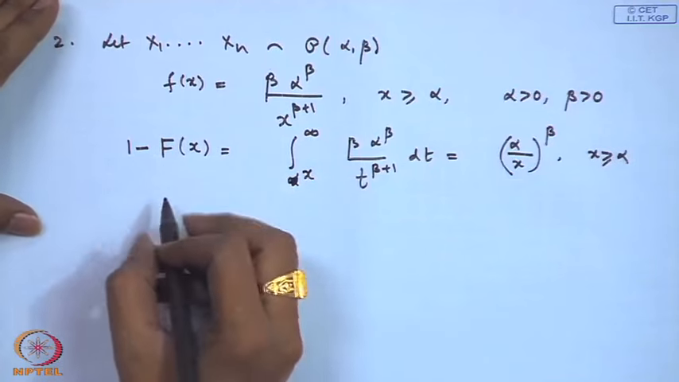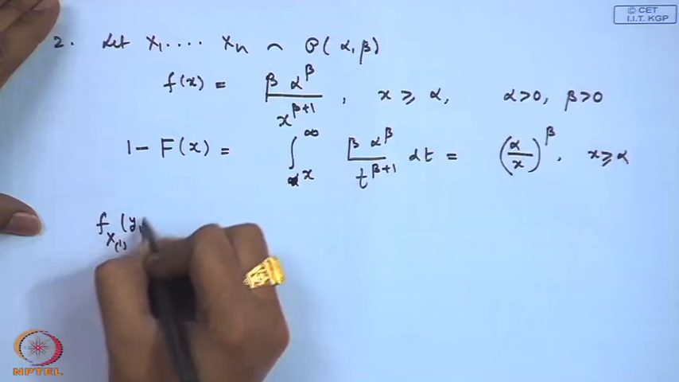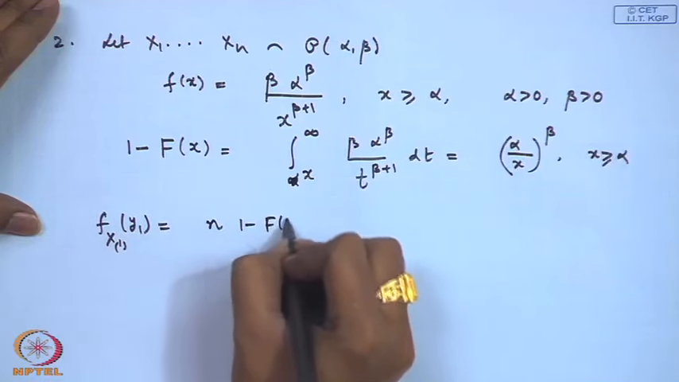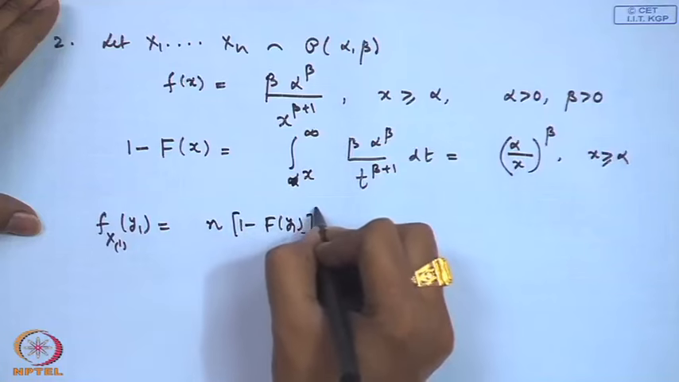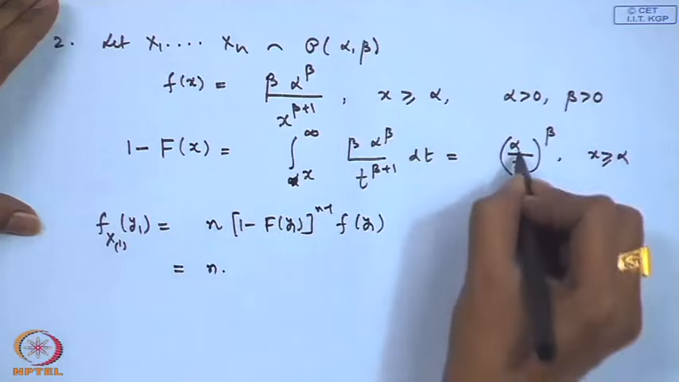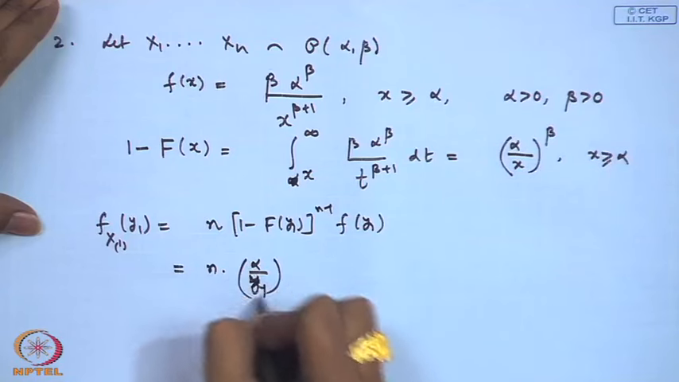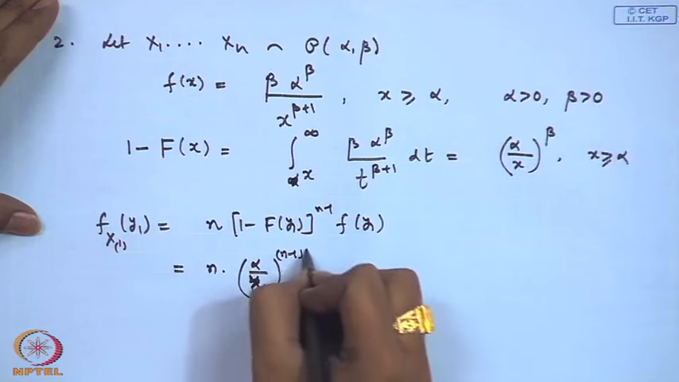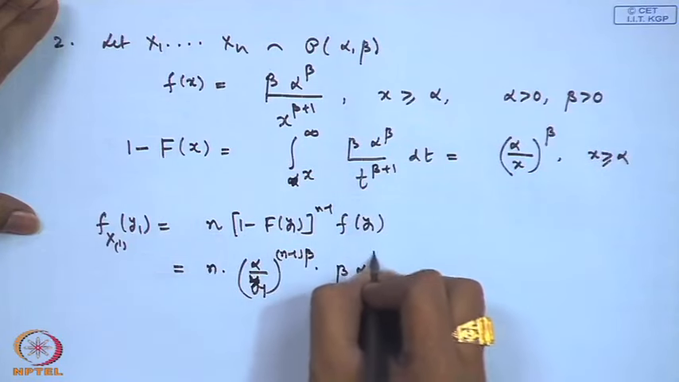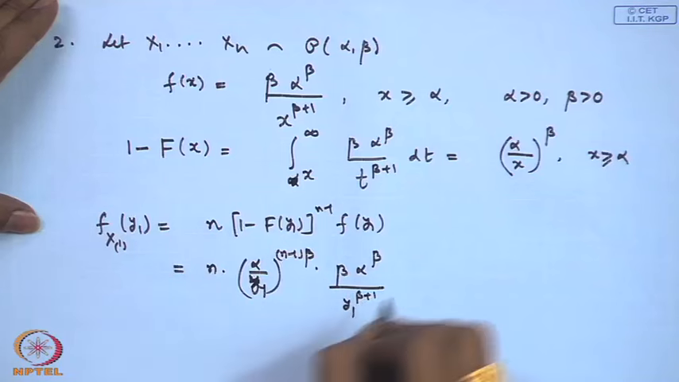Therefore, if I consider now the density function of the smallest, then it is n times (1 minus F(y1)) to the power n minus 1 into f(y1). So, this is equal to n times (alpha by y1) to the power (n minus 1) beta, and then you have the density here, that is beta alpha to the power beta divided by y1 to the power beta plus 1.